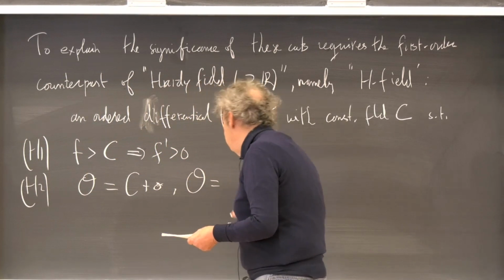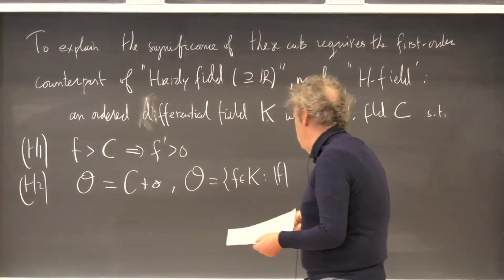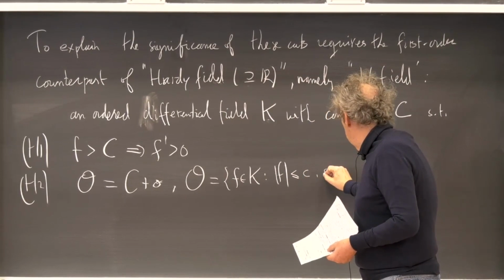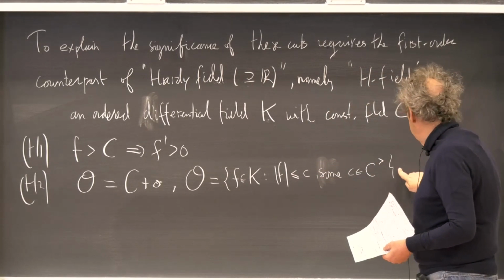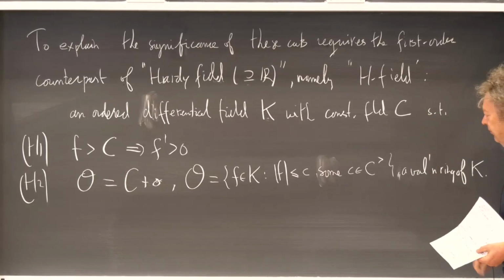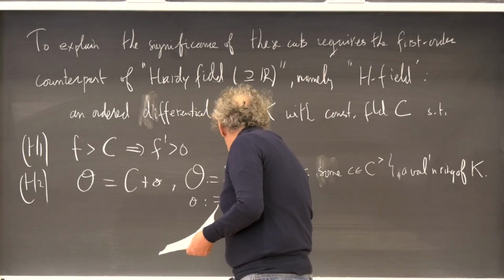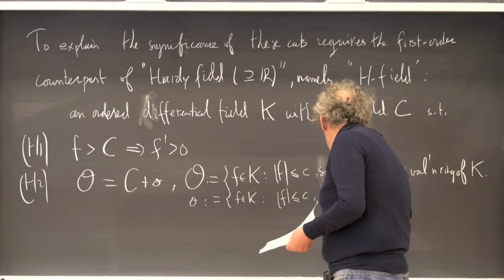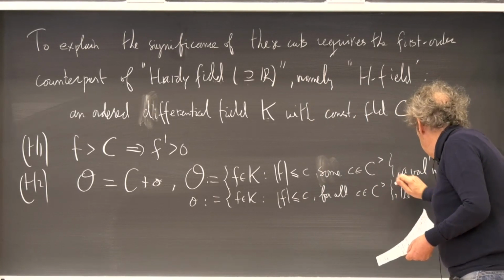Now, big O is the set of bounded elements, that means the f in K with absolute value of f less than some positive constant, since you have an ordered field. And little o is, so this is a valuation ring of K, automatically, and it comes with the obvious valuation. Little o is its maximal ideal: the f in K such that the absolute value of f is less than c for all positive constants c, the infinitesimals, so to say.